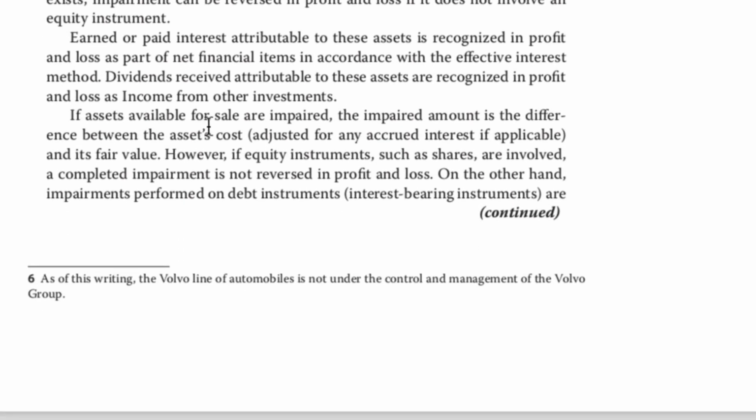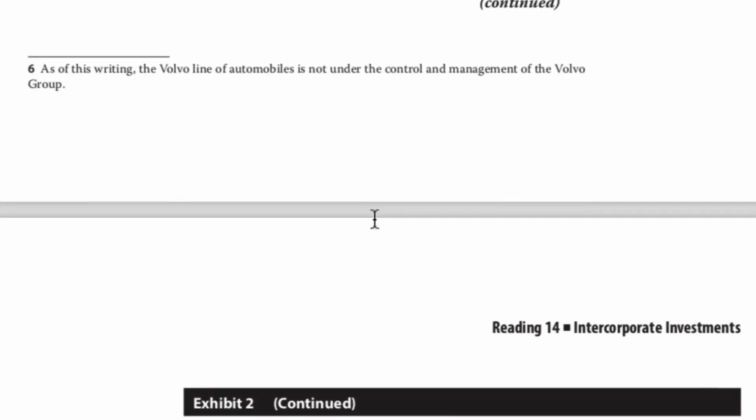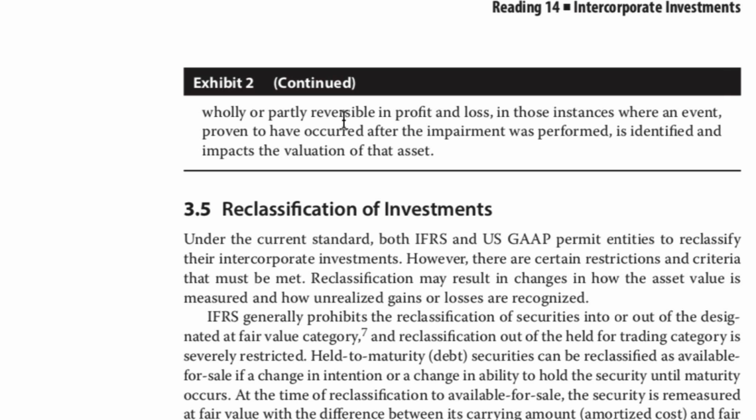If assets for sale are impaired, the impaired amount is the difference between the asset's cost, adjusted for any accrued interest if applicable, and its fair value. However, if equity instruments such as shares are involved, a completed impairment is not reversed in profit and loss. On the other hand, impairments performed on the debt instruments, interest-bearing instruments, are wholly or partly reversible in profit and loss in those instances where an event proven to have occurred after the impairment was performed is identified and impacts the valuation of that asset.